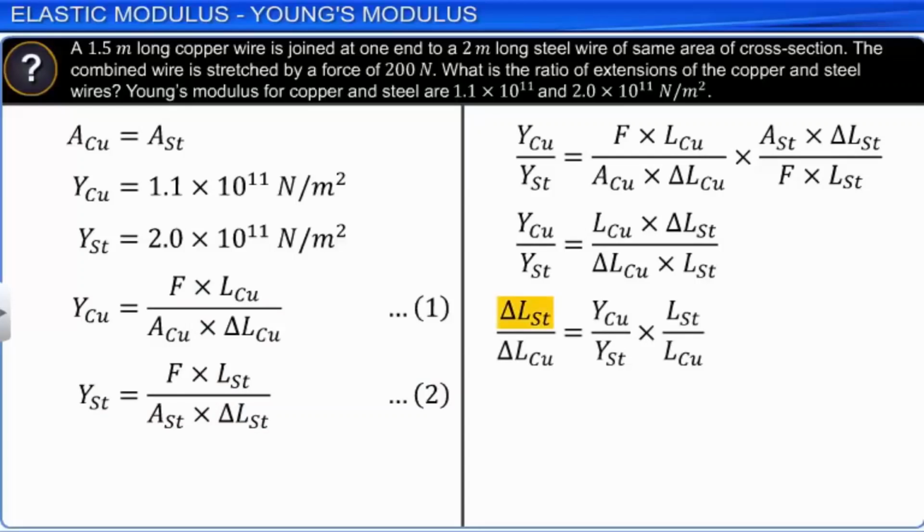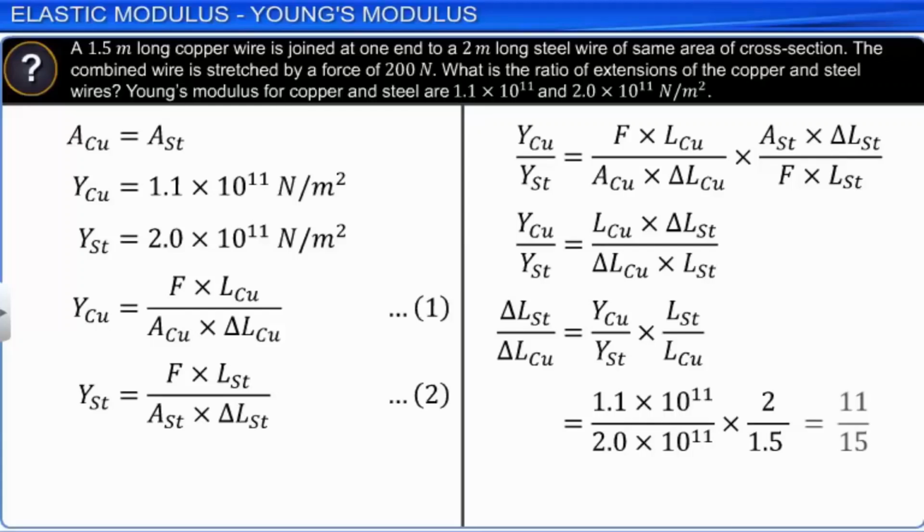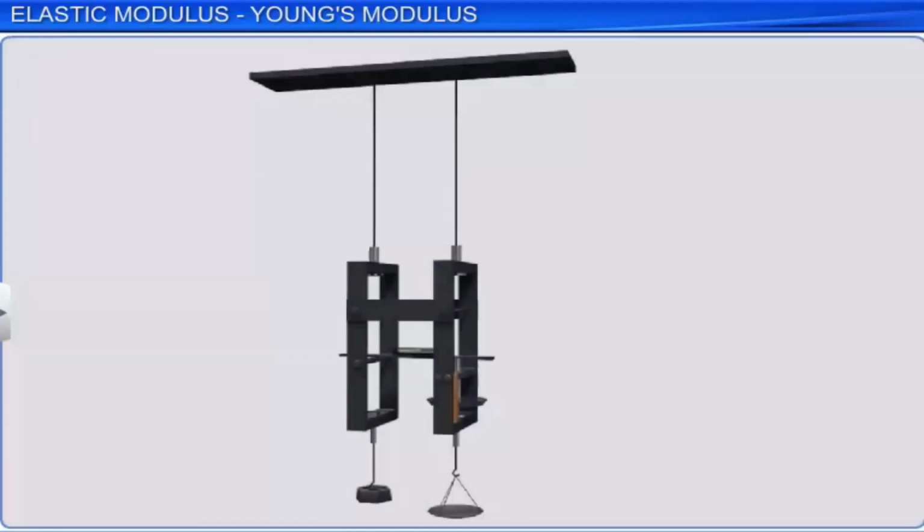Young's modulus for a material can be determined experimentally. The apparatus used to do this consists of two wires of the same material of about the same length suspended from a rigid support. At the lower end, the two wires support rectangular frames. The frames themselves support a spirit level between them.